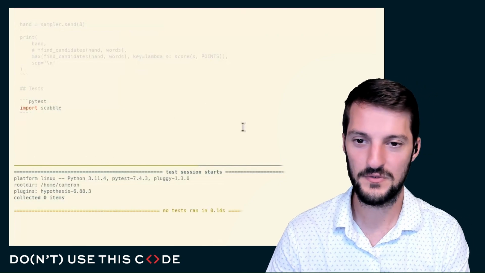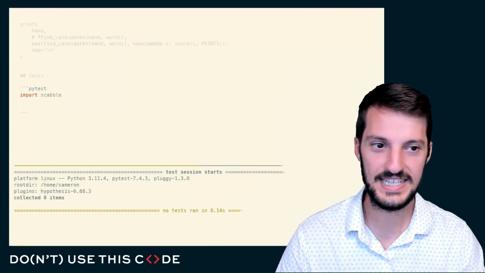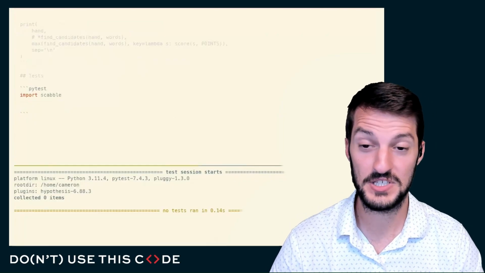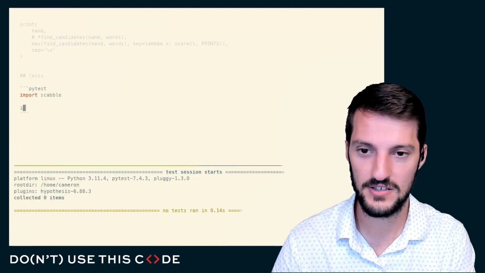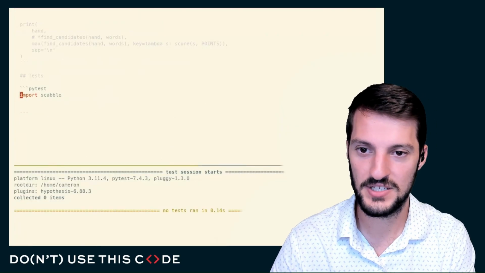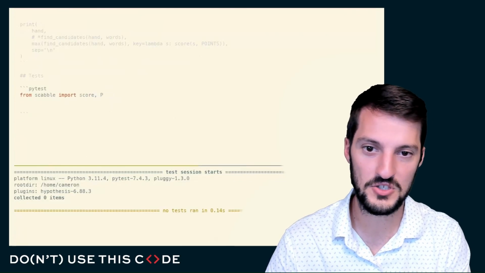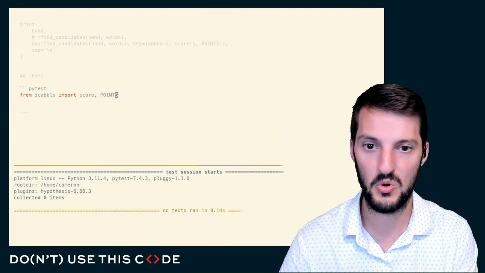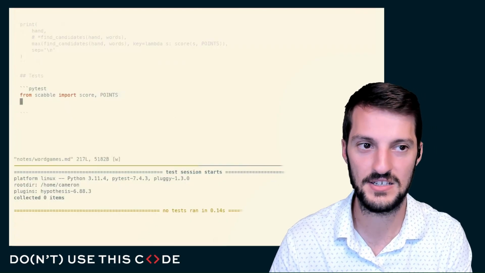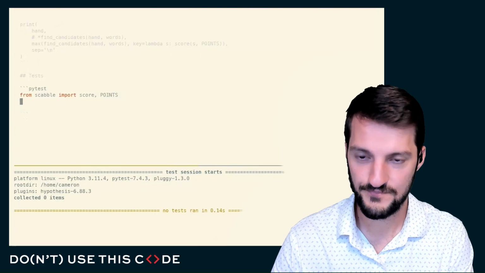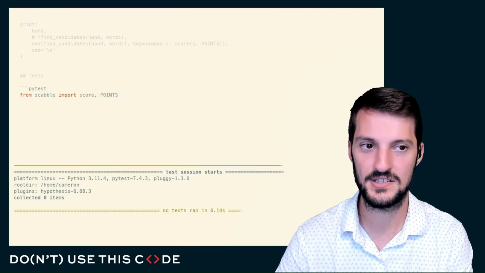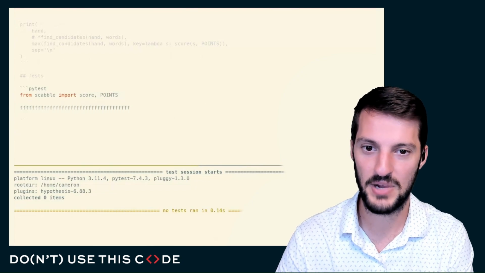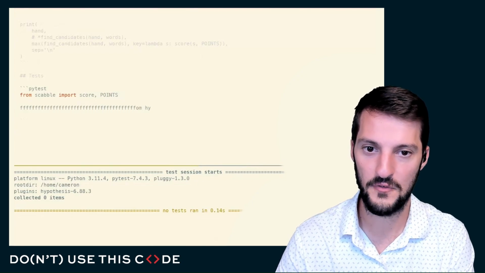So we have a couple of things that we want to do. I think the easiest thing to test is going to be our scoring algorithm. So I might do from scrabble import score. In order to score things, I'm also going to need some points as well. So I'll grab that global. Then we can start defining our test. Now I have hypothesis, and you see PyTest here. So we'll use hypothesis to generate our fixtures.